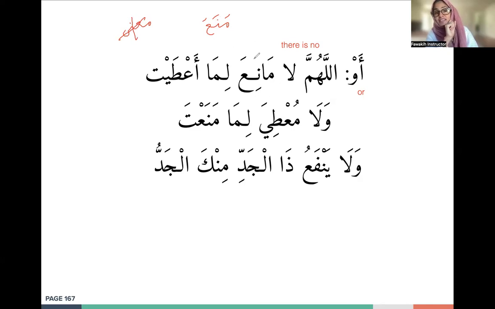This, however, is the ism form, not the verb form: mani'. Just like kataba is to write, a katib is a writer. Sama is to fast, a sa'im is a fasting person. Shariba is to drink, a sharib is a drinker. So mani' is a preventer, someone who's preventing. And you'll see it's going to make sense now. La mani', there is no preventer, or you could say obstacle in that context.